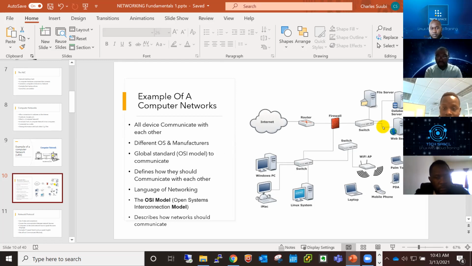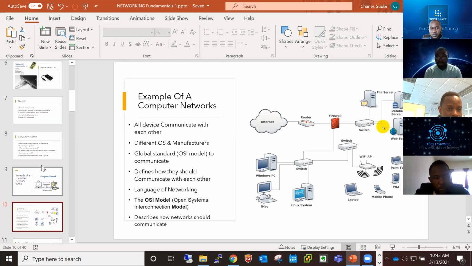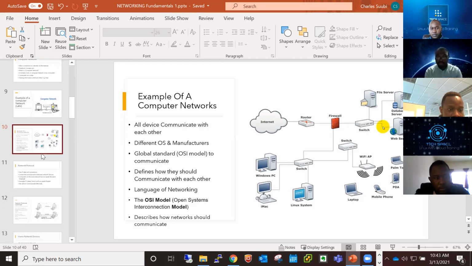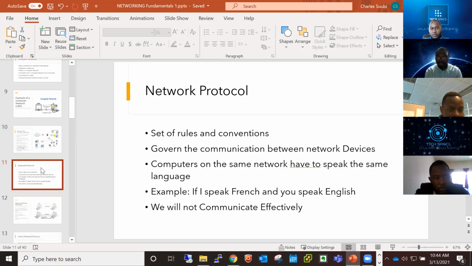We said all these networks are talking to each other because there is a standard. There is a language of networking that all these devices right here are using to communicate with each other. So let me say, if, for instance, this server right here, maybe, let me go back a step. Let me switch slide. Okay, it's coming up next after this.